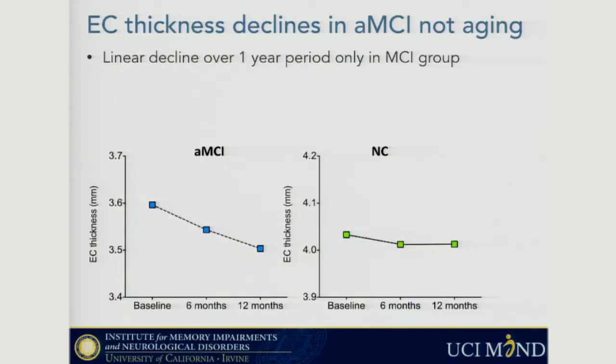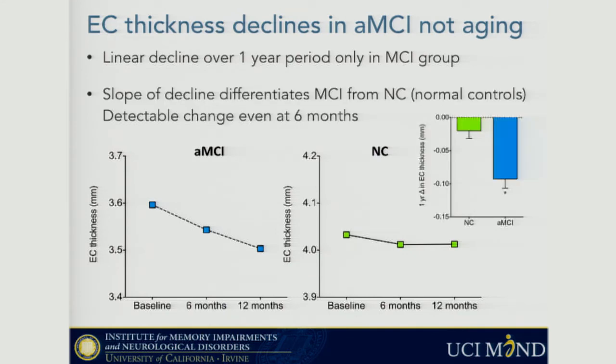Decline over a 1-year period happens in an MCI group, does not happen in the healthy control group. You can see that the slope of decline can actually distinguish those two groups. And it's interesting because this change is detectable even at periods as low as 6 months. So this is a pretty sensitive kind of marker. We also see that it's linked to clinical cognitive outcomes, because we can take a look at people's CDR sum of boxes scores and ask the question, if you have a CDR sum of boxes of 0, for example, or 0.5, when you decline on that CDR sum of boxes, was there something at baseline that allowed us to predict that decline?